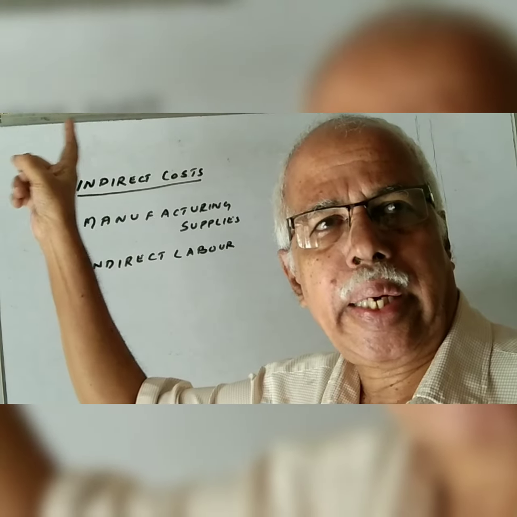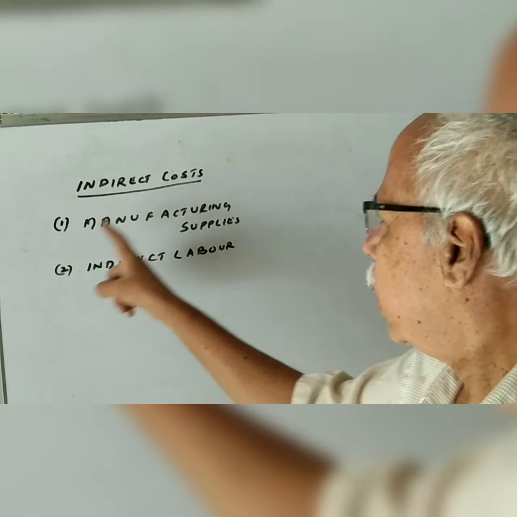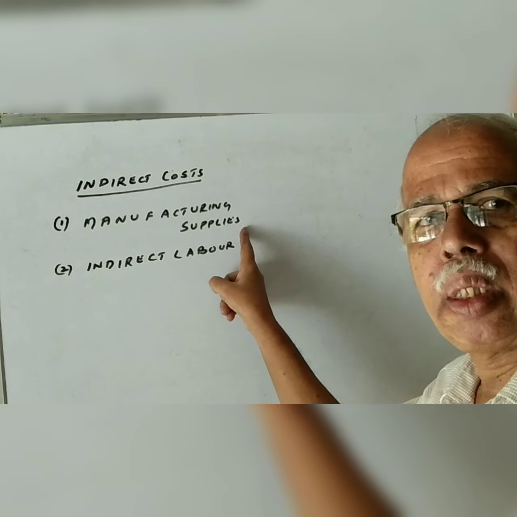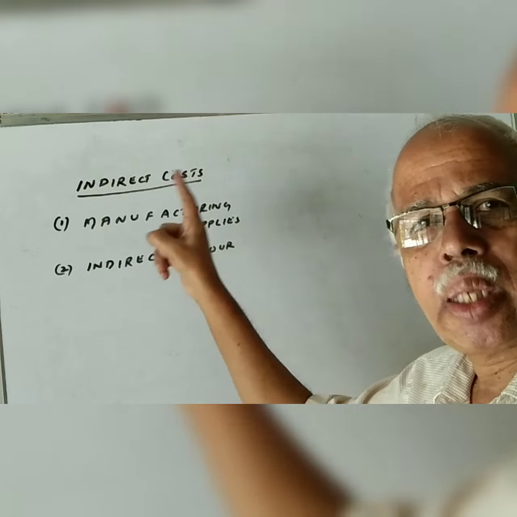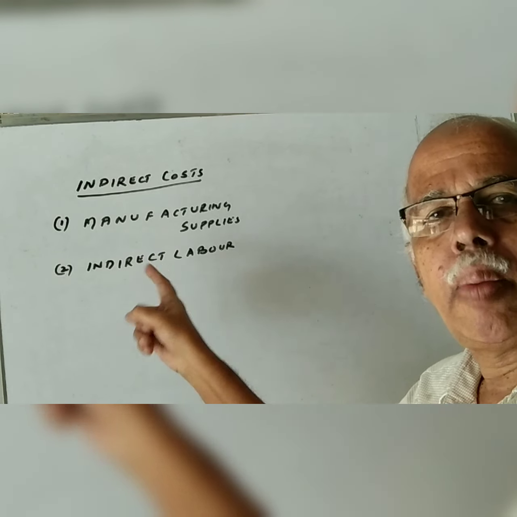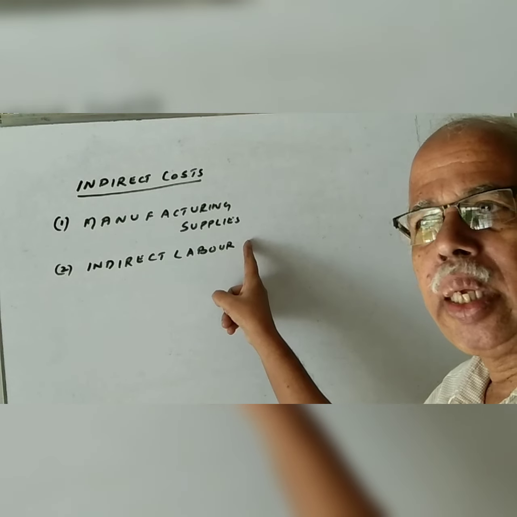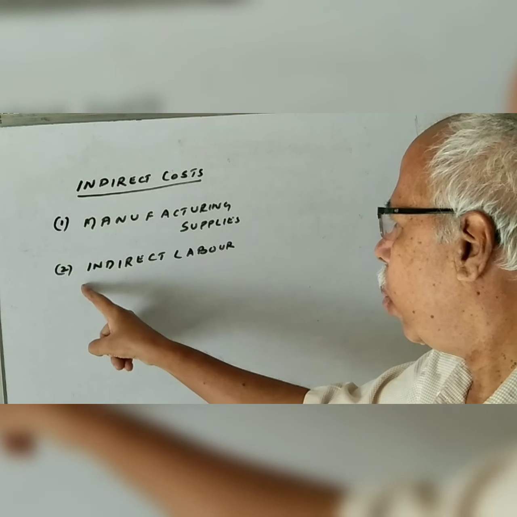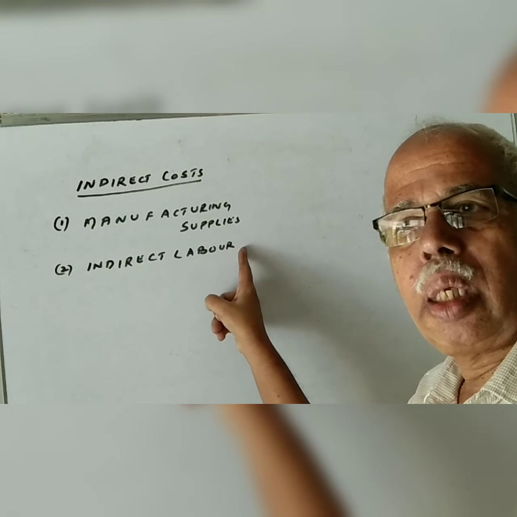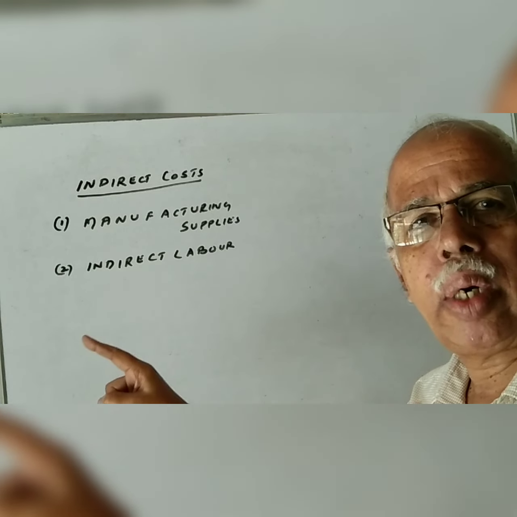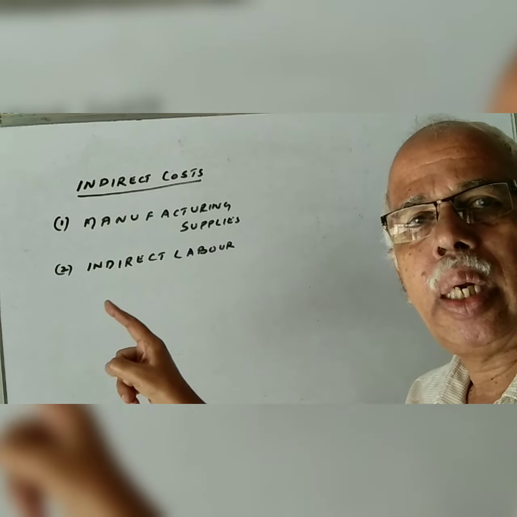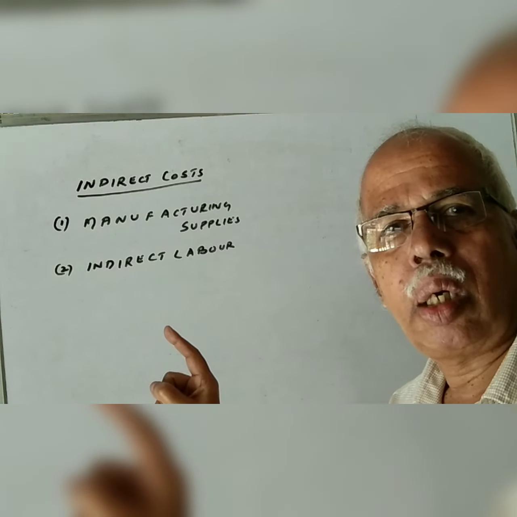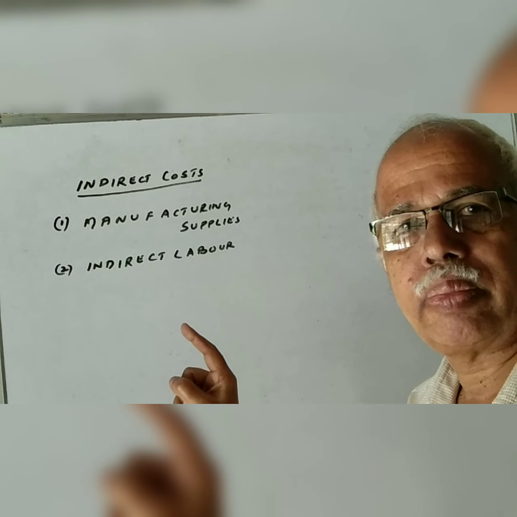Now, indirect costs. They consist of 1. Manufacturing supplies. These are supplies needed for production but are not consumed in production. Examples are cotton waste, lubricants, etc. 2. Indirect labor. Indirect laborers are not directly involved in production but at the same time are required. Examples are security personnel, quality control department personnel, etc.